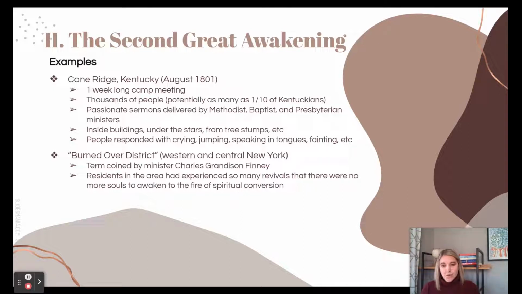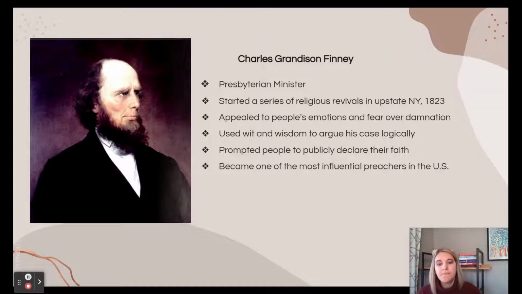Another example of the Second Great Awakening that you'll want to be familiar with is the Burned Over District. This is a region in western and central New York that was called this by minister Charles Grandison Finney. And he called this area the Burned Over District because there were so many revivals here that there were simply no more souls to awaken to the fire of spiritual conversion. So the Second Great Awakening was incredibly prominent in this New York area.